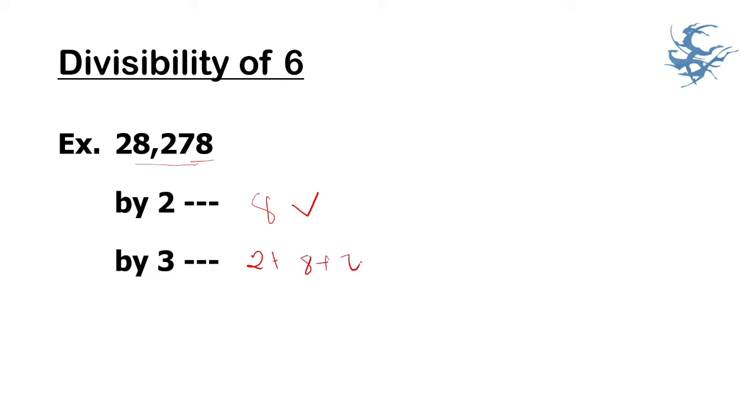We have another example. We have a 5-digit number here. Now, we're gonna look at the last digit na, di ba? Since it is 8, an even number, hence it is divisible by 2. Now, kung by 3 naman, i-add natin sila lahat. 2 plus 8 plus 2 plus 7 plus 8. 2 plus 8, 10. Plus 2, 12. Plus 7, 19. Plus 8, 27. 27 is a multiple of 3. Hence, it is divisible by 3. Since it is divisible by 2 and 3, it is also divisible by 6.